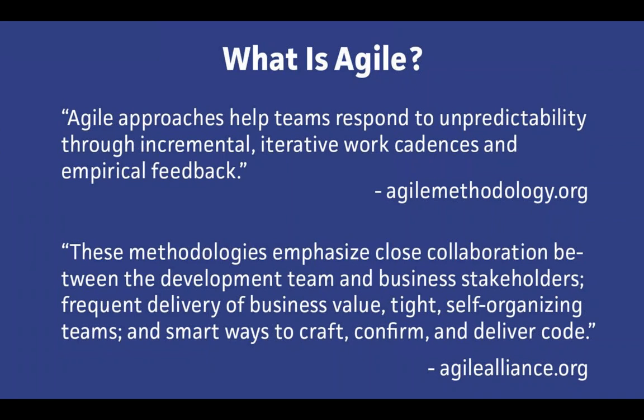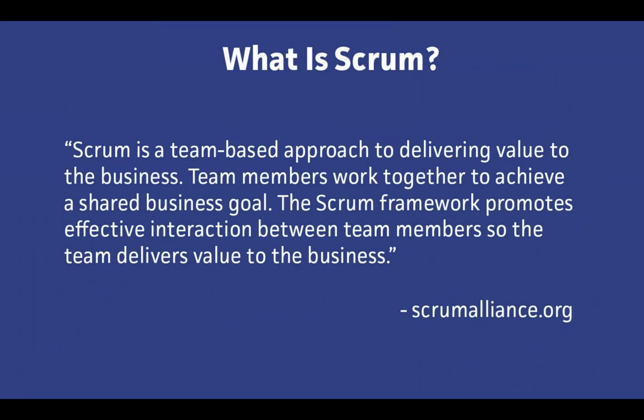Or as agilealliance.org puts it, these methodologies emphasize close collaboration between the development team and business stakeholders, frequent delivery of business value, tight self-organizing teams, and smart ways to craft, confirm, and deliver code. So Scrum is perhaps the most popular Agile methodology, and scrumalliance.org defines Scrum as a team-based approach to delivering value to the business. Team members work together to achieve a shared business goal. The Scrum framework promotes effective interaction between team members so the team delivers value to the business.